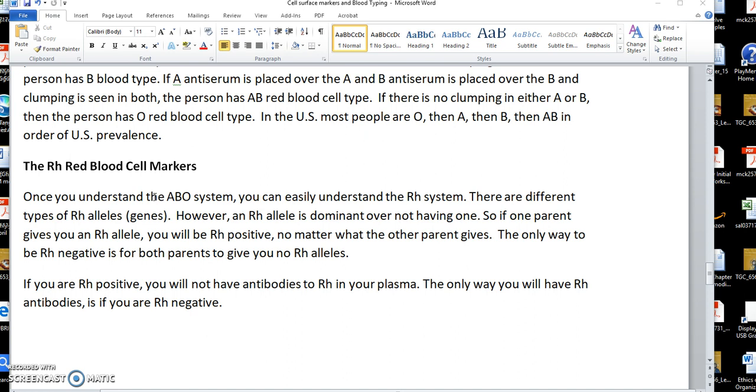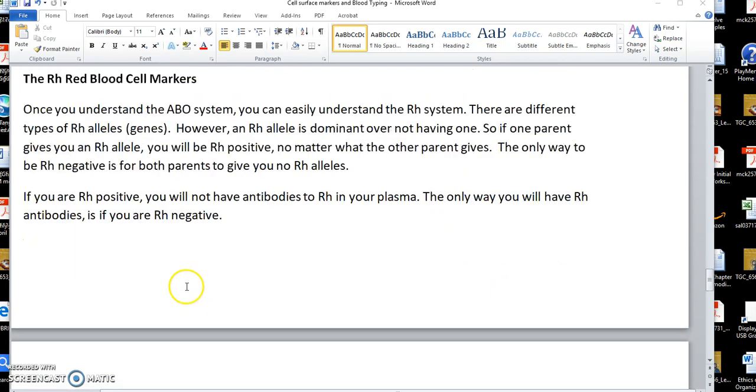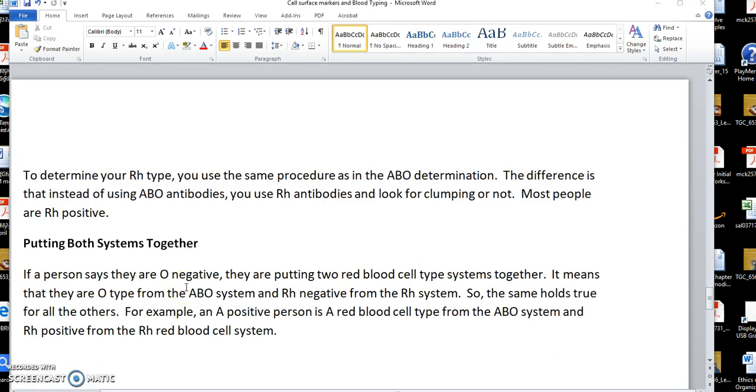The same way you did for ABO, but instead of using antibodies for the ABO, you would use antibodies for the RH. If there's no clumping when you place it on there, then you're RH negative. If there is clumping, then you're RH positive. So essentially when a person says, putting it all together, that they are O negative, what does that mean? That from the ABO side, they're O. From the RH side, they're negative. So it's the same way. If a person says they're B positive, from the ABO side, they're B, and from the RH side, they are RH positive. That is essentially how it works.